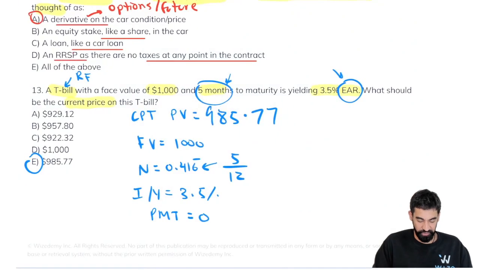So that means they're going to sell it to me at a discount. I buy it today for 985, and in 5 months they're going to give me back 1,000. So the difference is my profit, my reward for lending the money.